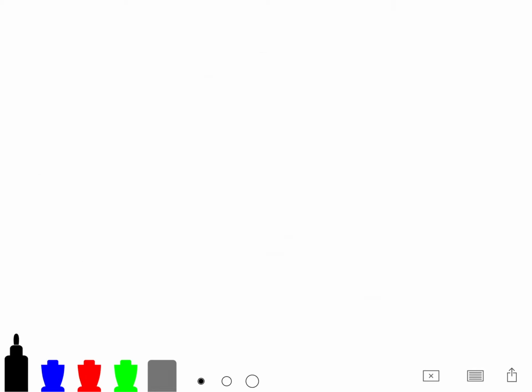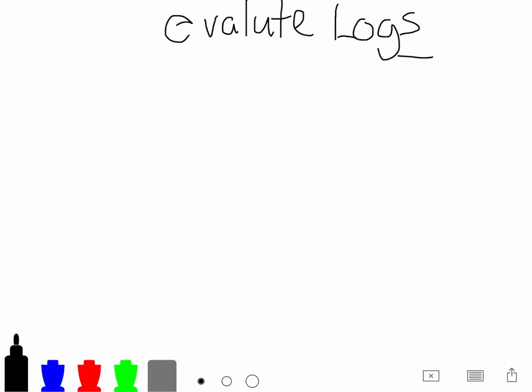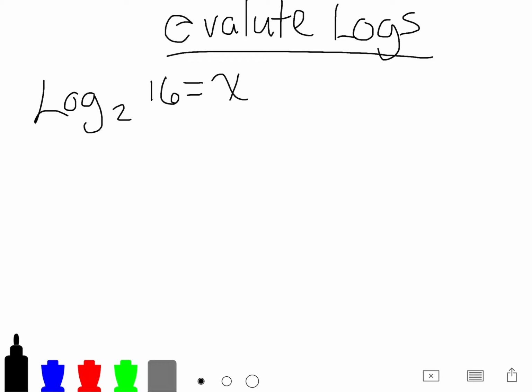Okay, and you use this rule in order to evaluate. So again, if you want to look this up on the internet, you can look up how to evaluate logs. So you just use changing it from log function to exponential in order to evaluate. So the first example I give you is log base 2 of 16 is equal to x. Okay? So I change that to the result, which is 16 is equal to the base raised to the power of x. So I have to figure out 2 to the what power gives me 16.